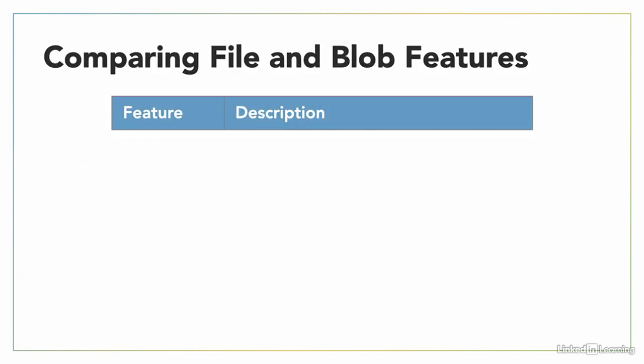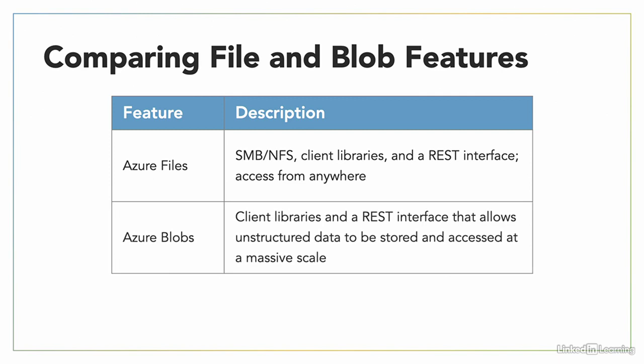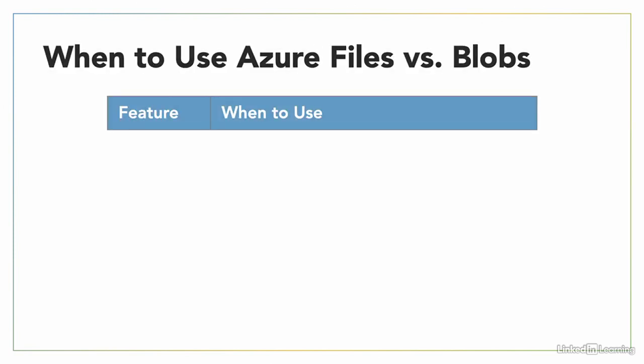If we compare Azure Files to Azure Blobs side by side, we see that Azure Files provides an SMB and NFS interface, client libraries, and a REST interface that allows access from anywhere to store files. Azure Blobs provides client libraries and a REST interface that allows unstructured data with a flat namespace to be stored and accessed at a massive scale in block blobs. Let me explain when to use Azure Files versus blobs.